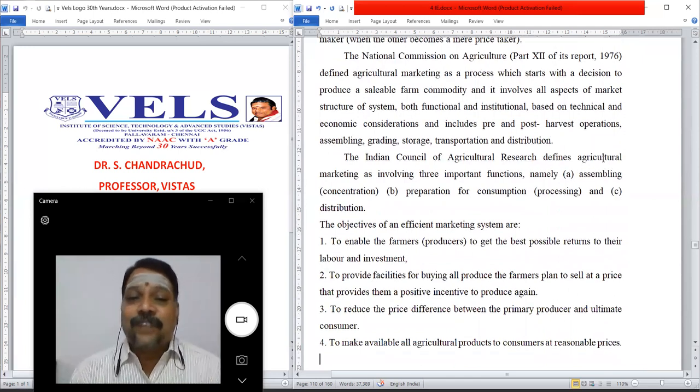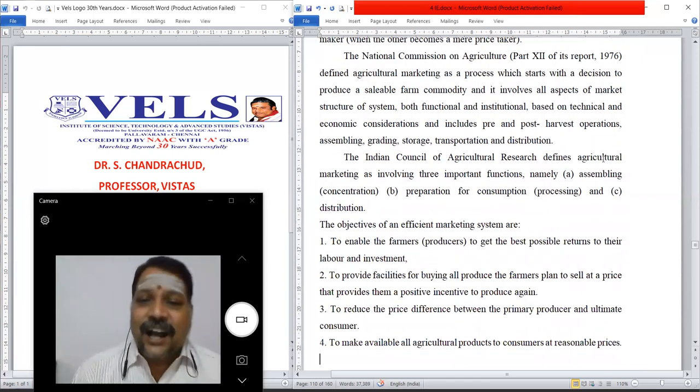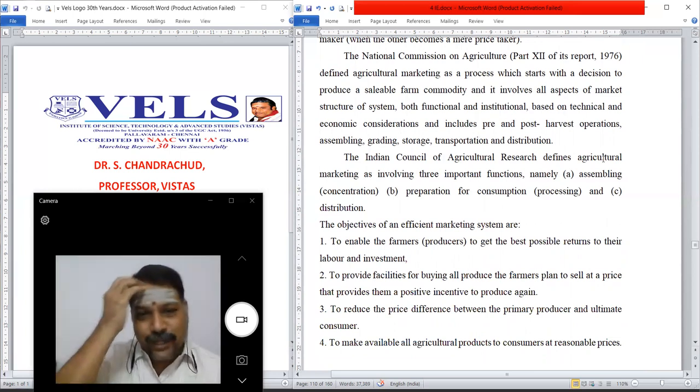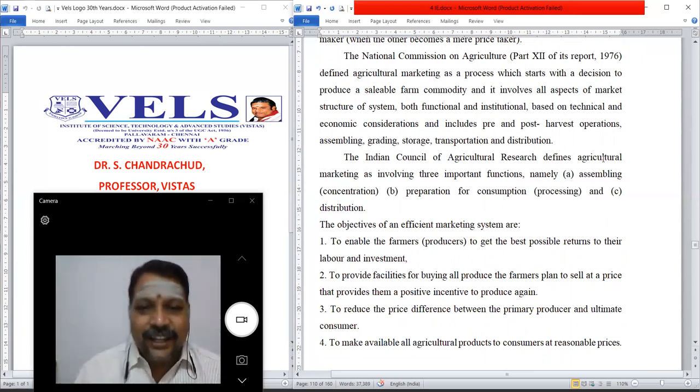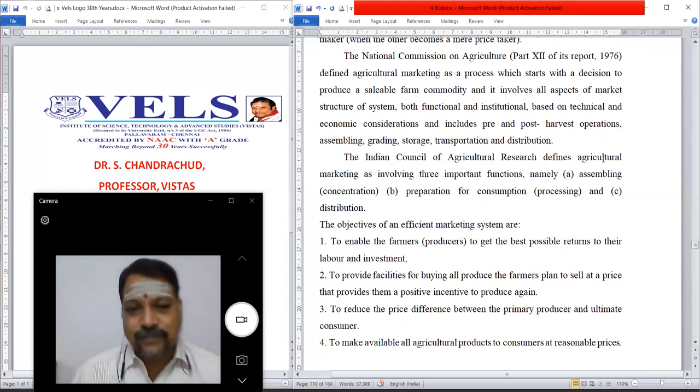The Indian Council of Agriculture Research defines agriculture marketing as involving three important functions. What are they? Number one, assembling, that is concentrating. Number two, preparation for consumption, this is called processing. And the third one is distribution.